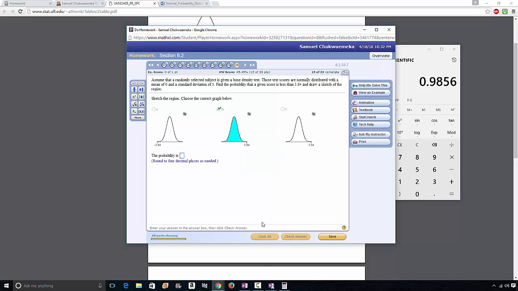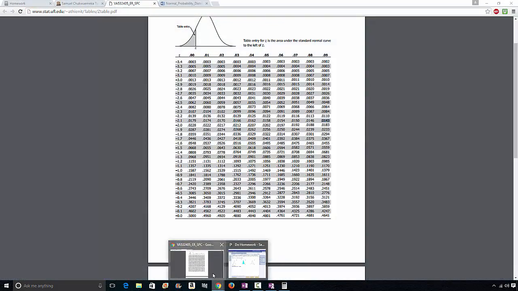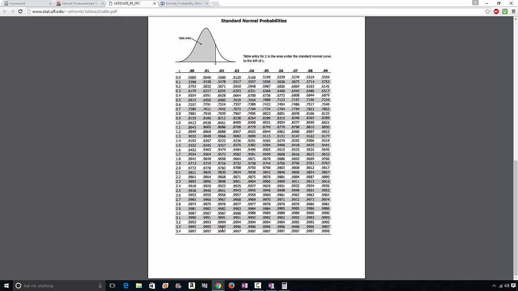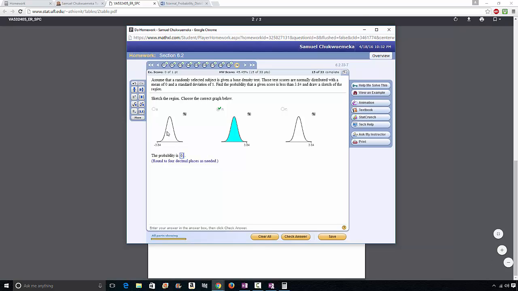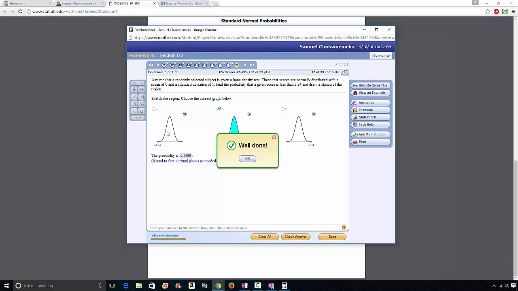Now, like we just said, if you find a z-score that is greater than 3.49, just use 0.9999. So that's what we're going to use: 0.9999.